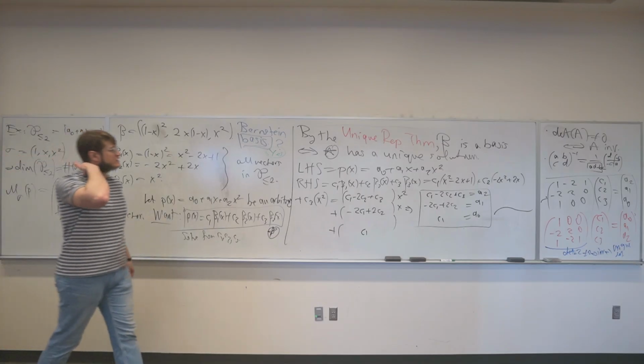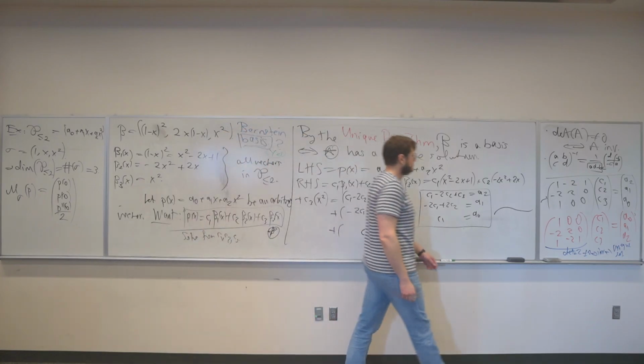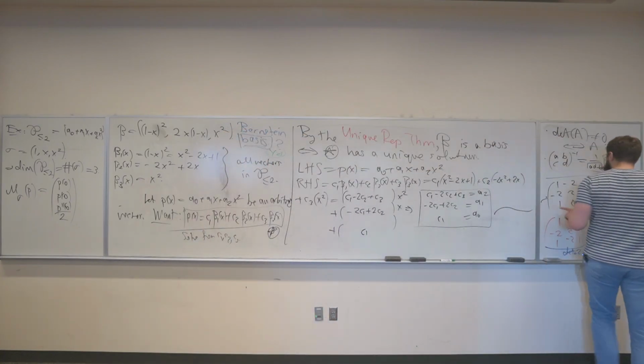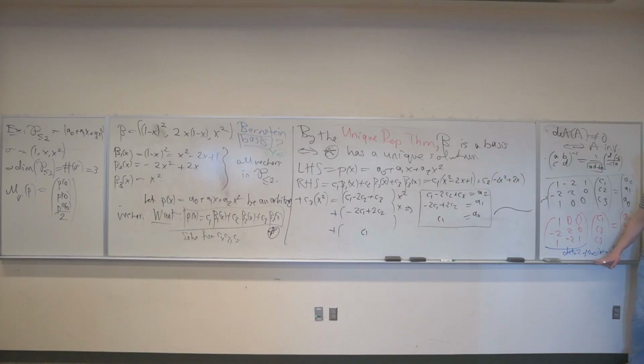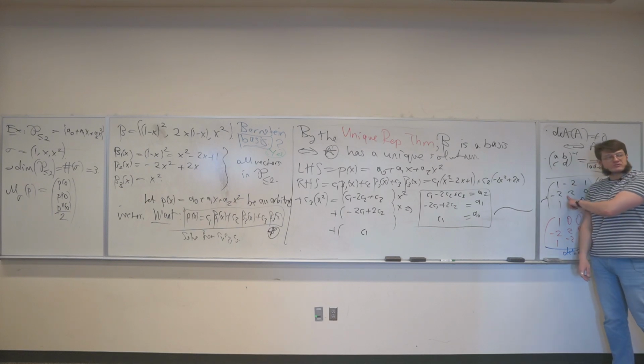I'll ask one final thing, because we're out of time. What is the determinant of this guy? The determinant of this is 2, so the determinant of this is also 2. Except not, because you're flipping, so you need to pick up a minus. The determinant of this is minus 2.